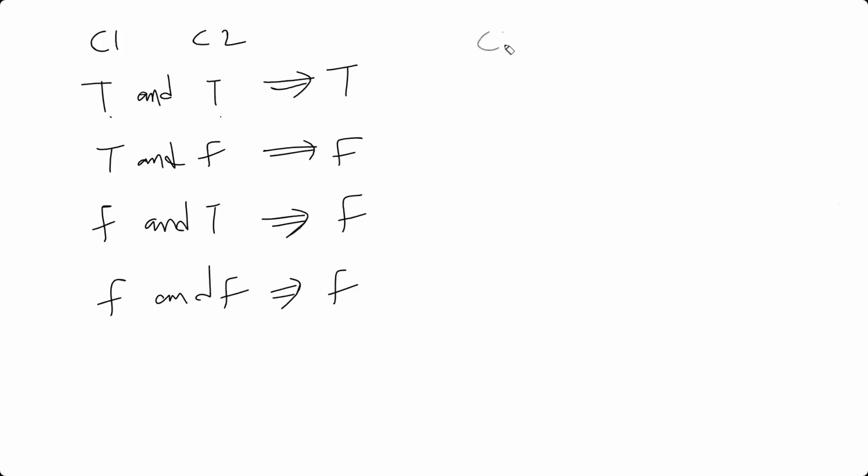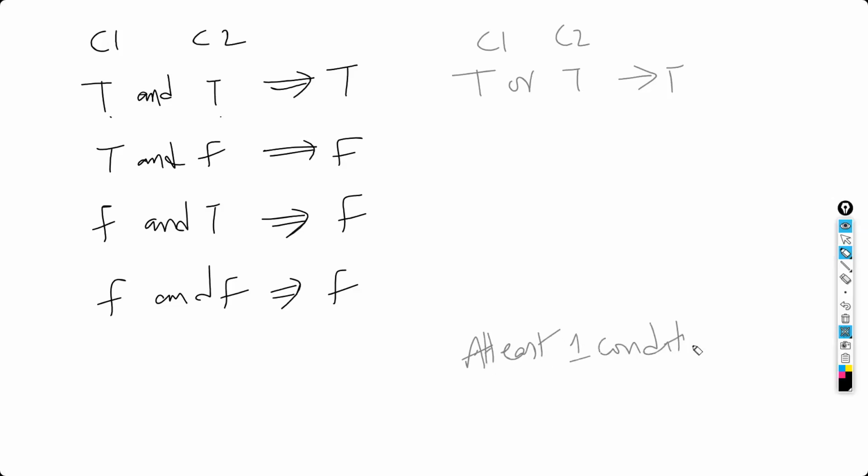Now coming to the or. For example, I have C1 and C2. Two conditions are there. Out of the two conditions, if one of them is true, the output is overall true. Any one should be true. At least one condition should be true. Even if 10 conditions are available, if at least one condition is true, the overall output is true.